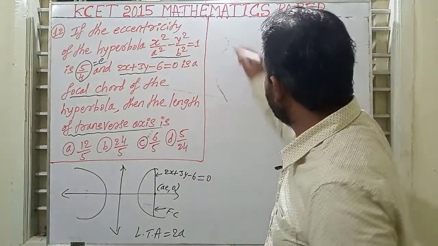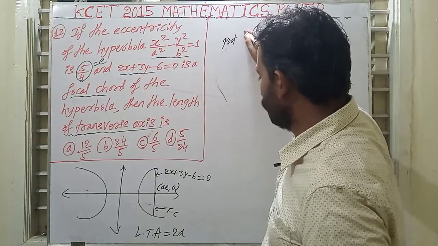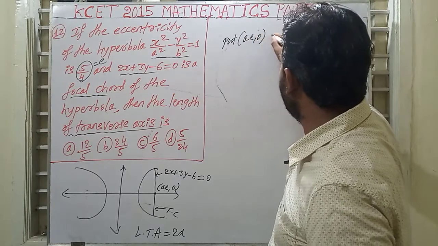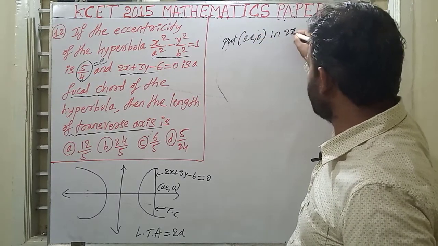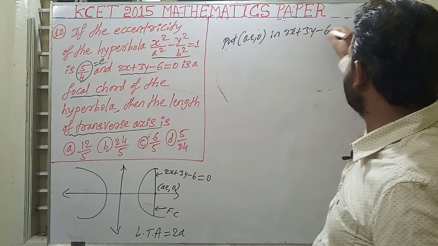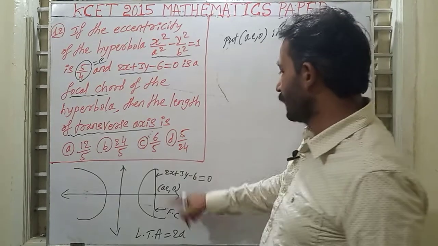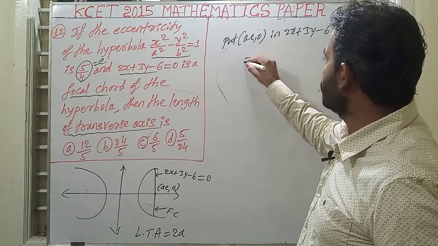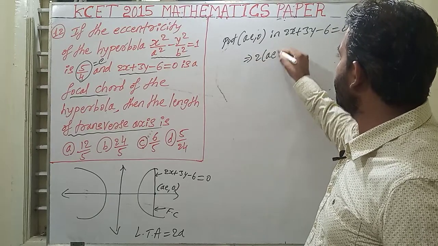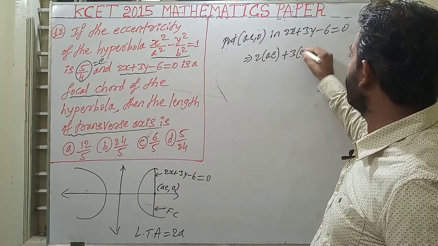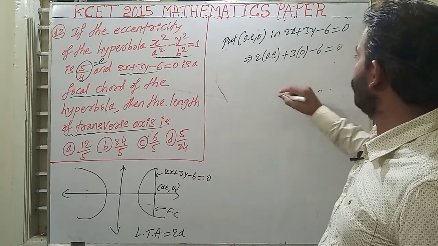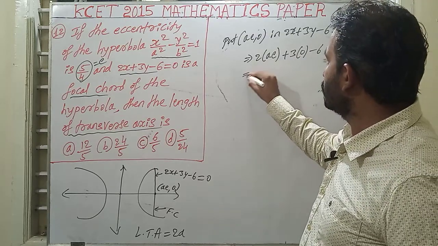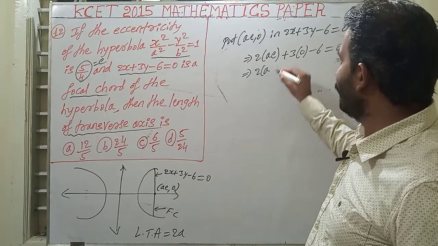Okay. So put (AE, 0) in 2x + 3y - 6 = 0, because AE lies on this focal chord. X is equal to AE. This implies 2 into AE + 3 into 0 - 6 = 0. Now this is equal to 2 into A.